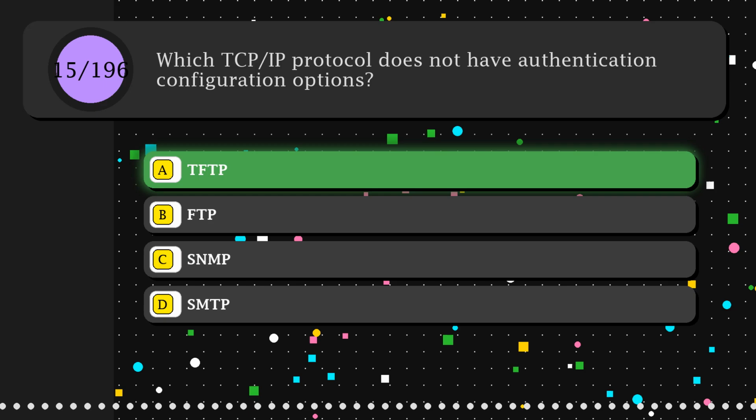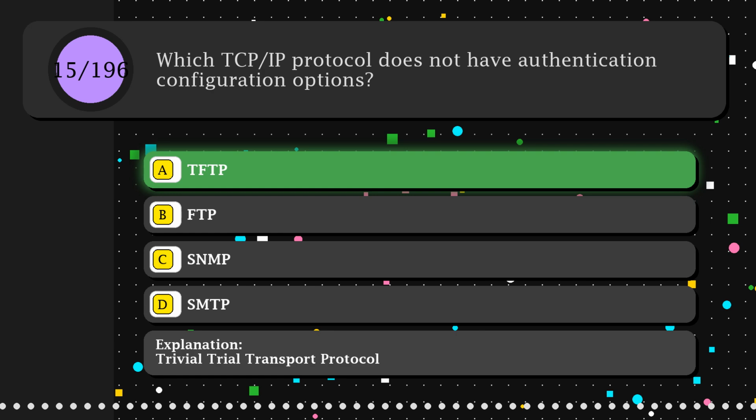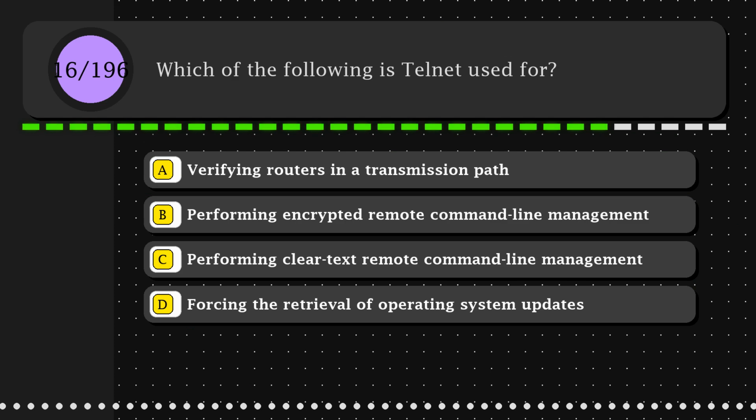The correct answer is option A, TFTP, Trivial File Transfer Protocol. Question 16. Which of the following is Telnet used for?